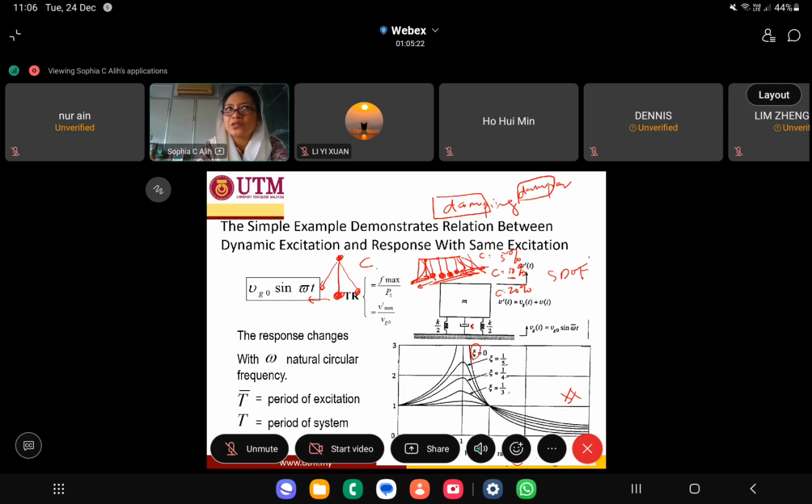In your dynamic calculation, you have this equation, right? This is the mass, this is the acceleration, this is your damping, and this is your velocity, this is your stiffness, and this is your displacement. So this is where you consider damping in your equation of motion, that is the C.